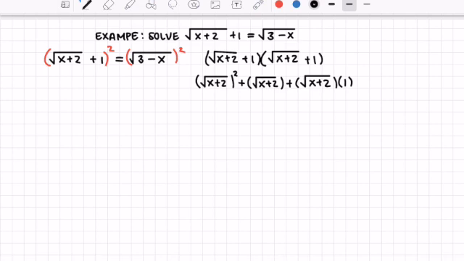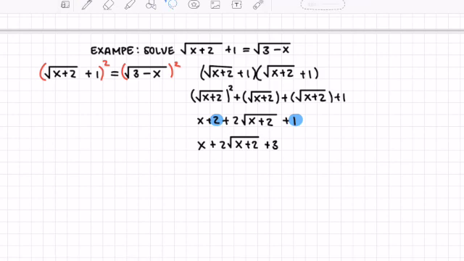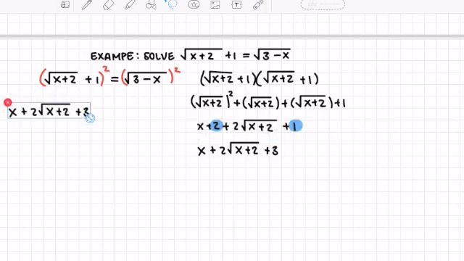So I end up with, oops, don't forget the plus sign, x plus 2 plus 2 square root of x plus 2 plus 1. And I can combine the like terms 2 and 1 so that I get x plus 2 square root of x plus 2 plus 3. So that would be my left side here. That's the solution for the left side.